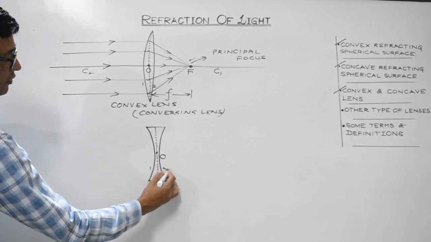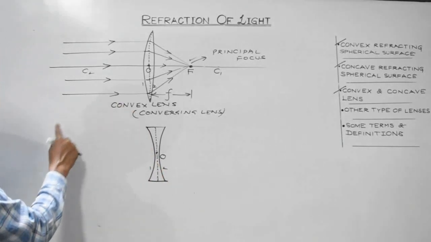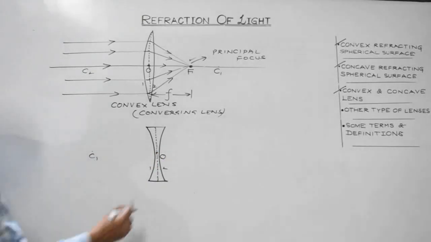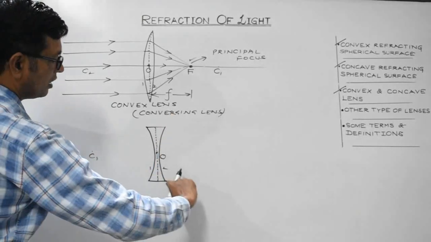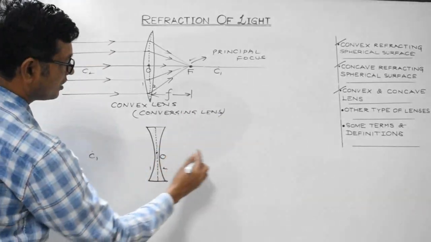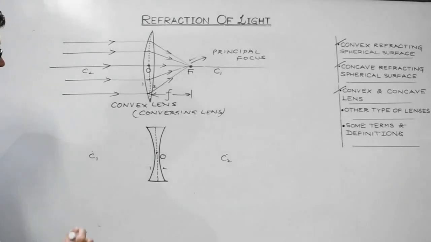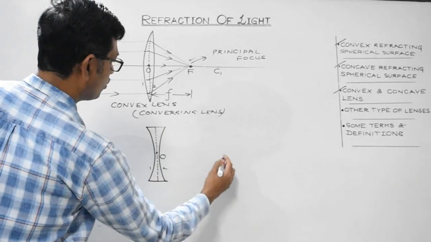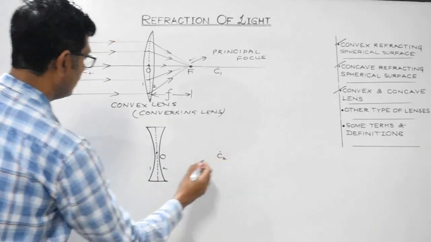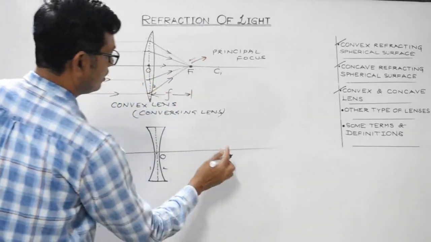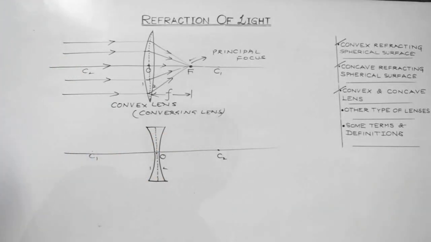Now, this is the first surface, this is the second curved surface. It's a part of a sphere. So, its center would be somewhere over here. This is suppose C1. This is another part of a sphere, so its center would lie somewhere over here. All will have the same line. So, the line joining C1 and C2 would be known as the principal axis. So this is the line. This is the principal axis.